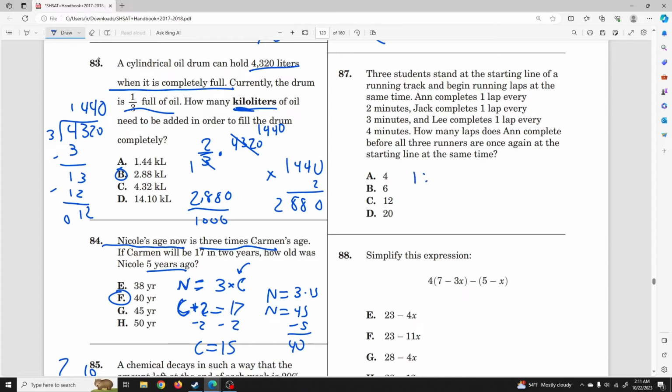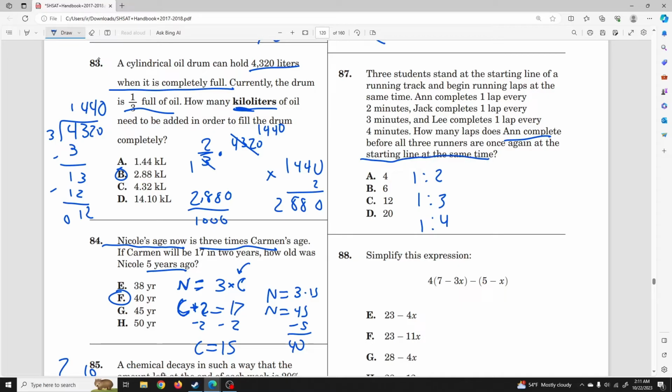So she completes 1 lap every 2 minutes. Jack completes 1 lap every 3 minutes, and Lee completes 1 lap every 4 minutes. Right? So how many laps does Anne complete before all 3 runners once again are at the starting line at the same time?